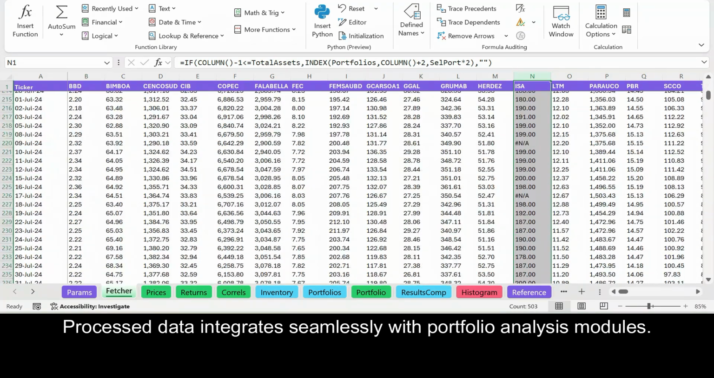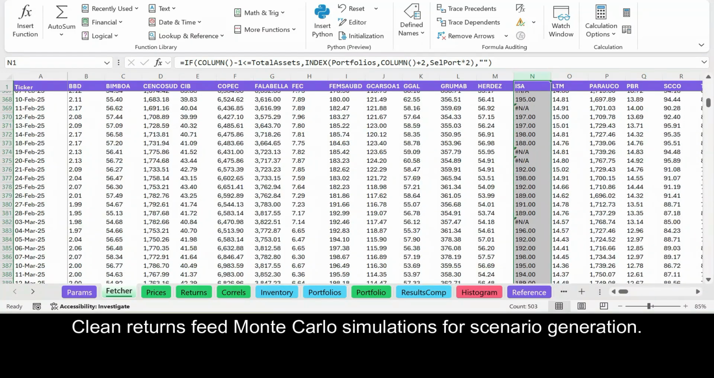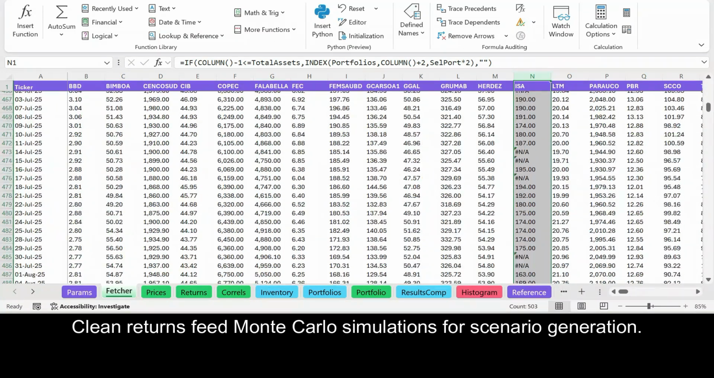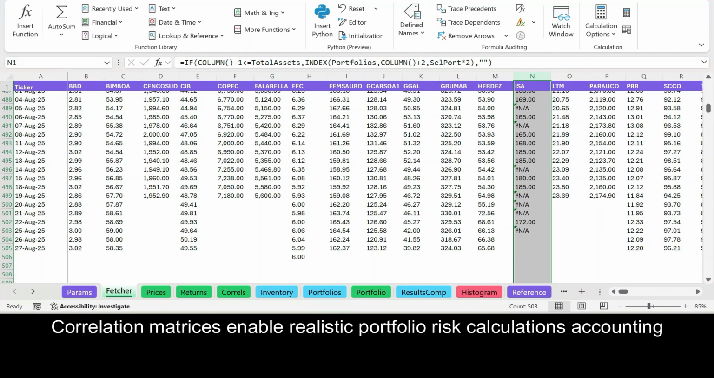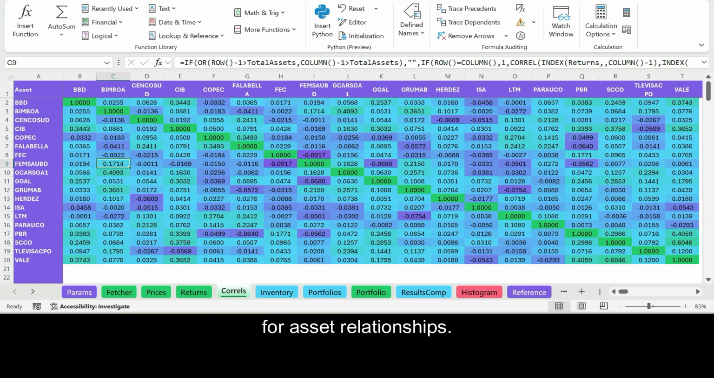Processed data integrates seamlessly with portfolio analysis modules. Clean returns feed Monte Carlo simulations for scenario generation. Correlation matrices enable realistic portfolio risk calculations, accounting for asset relationships.